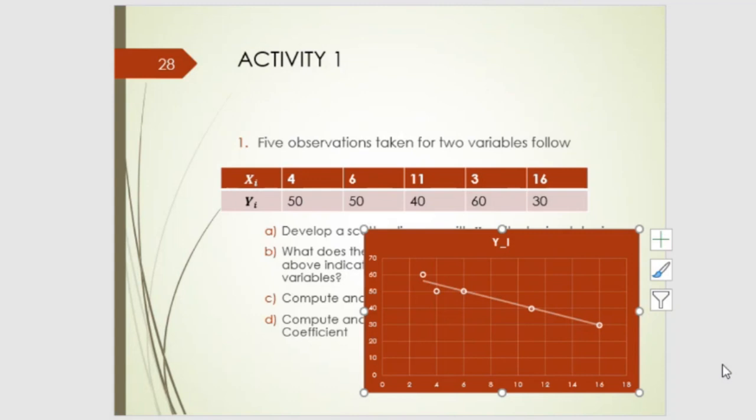Then you use the arrow pointing up to go to number one. Now with Y, we'll set 50 equals, then another 50 equals, 40 equals, 60 equals, and then 30 is the last one, right? Did you gather all the data set? Yes, sir, I'm doing so.